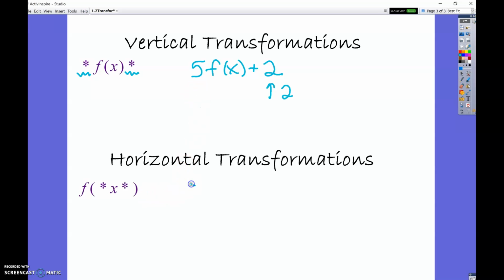Over here, if we said f of 3x minus 7, this would be our horizontal translation. Remember, that would move it to the right 7, a little backwards, because you'd think backwards 7 or negative 7. And then this one would actually move it closer to the y-axis by a third.